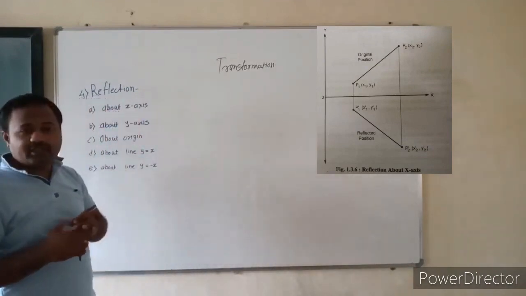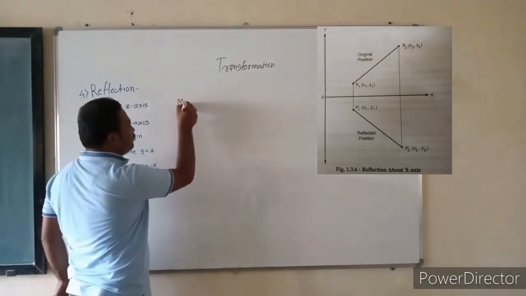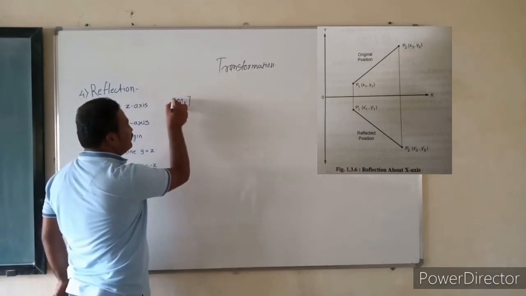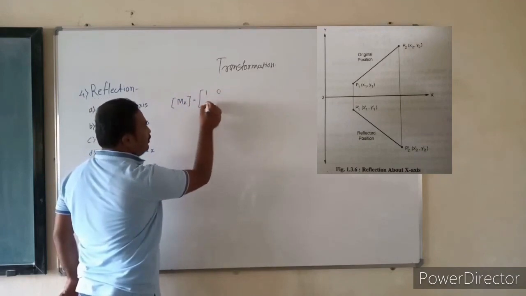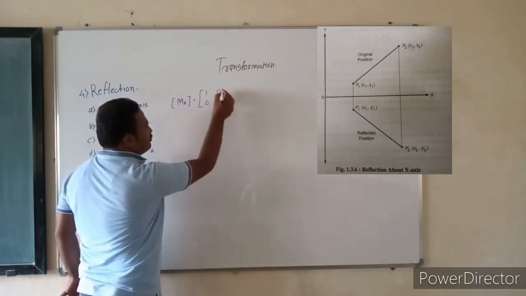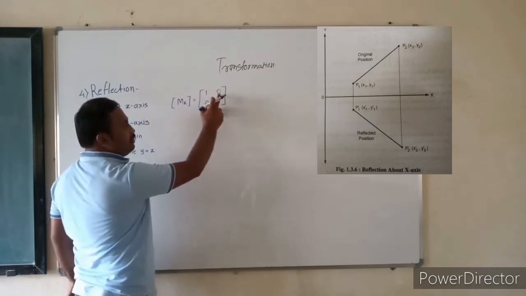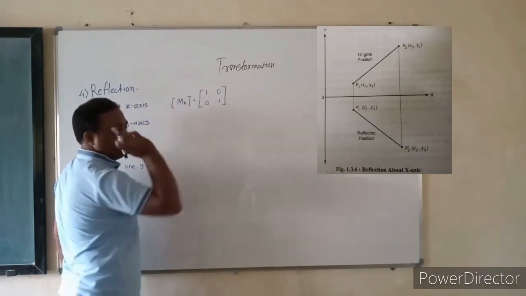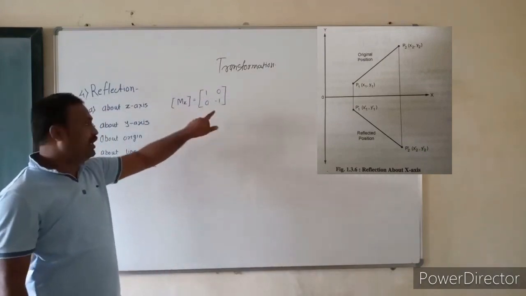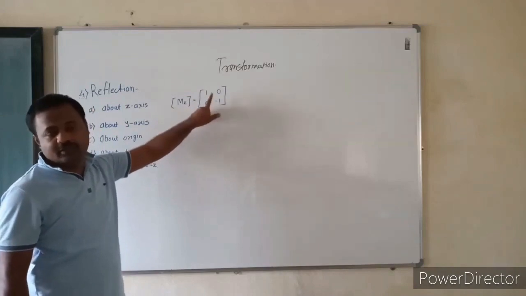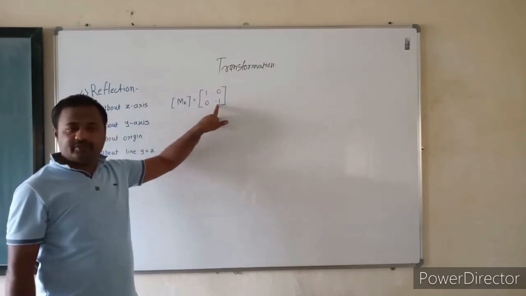For finding the new coordinates, the reflection matrix Mx is 1 0 0 minus 1, where only the y coordinate is negative. Okay, reflection about the x-axis, y coordinate is only negative. X coordinate stays the same, y coordinate is negative.